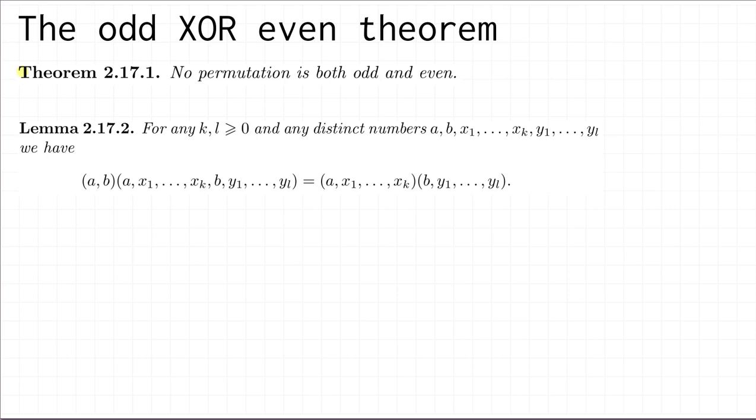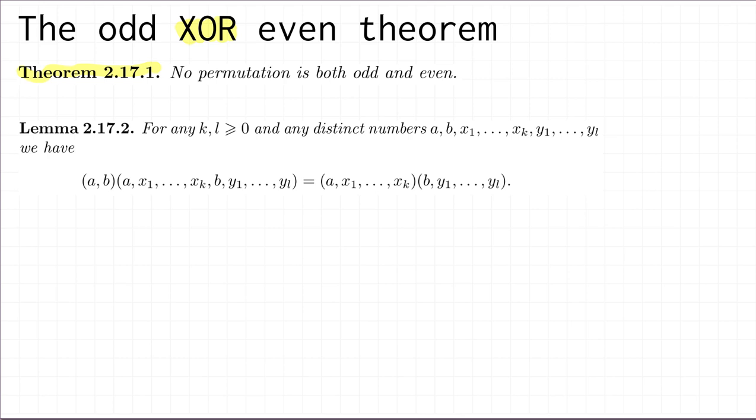In other words, we need to prove this theorem that says that no permutation is both odd and even. So I've called this the odd exclusive or even theorem, because exclusive or is a logical connective which has the property that P exclusive or Q is true if either P is true or Q is true, but not both. And that's the kind of result we're trying to prove here. No permutation is both odd and even.